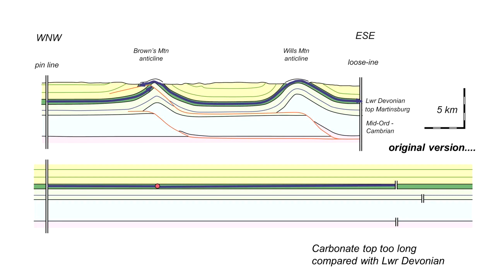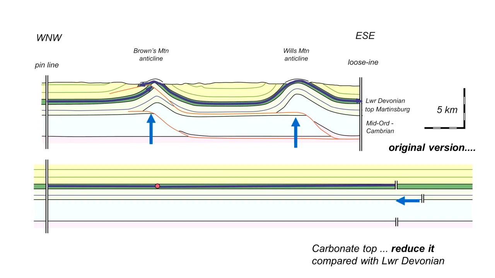And it's also too long when compared with the lower Devonian mark we've just restored. So maybe we need to change the interpretation for the top of the carbonate layer and reduce its restored length. So let's look at these two parts on the cross section, in other words where we extend the long footwall panel beneath the overriding thrust sheets.